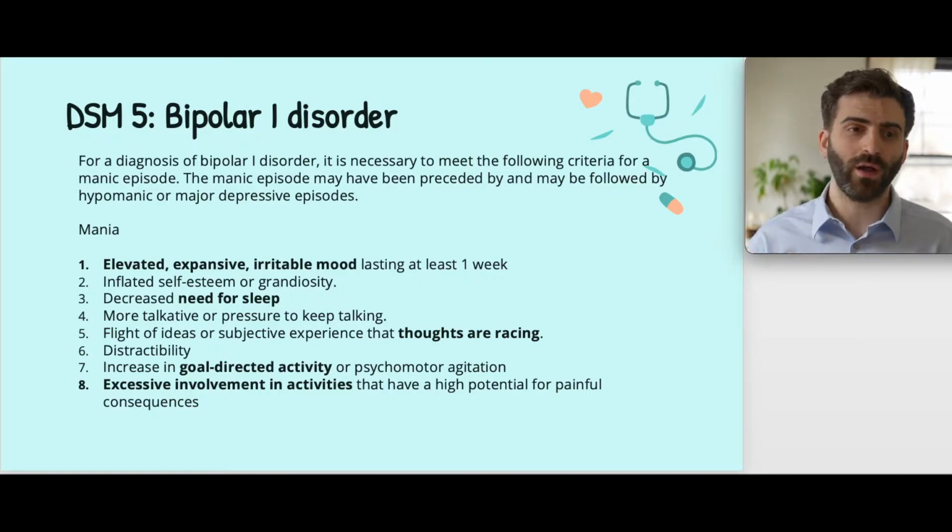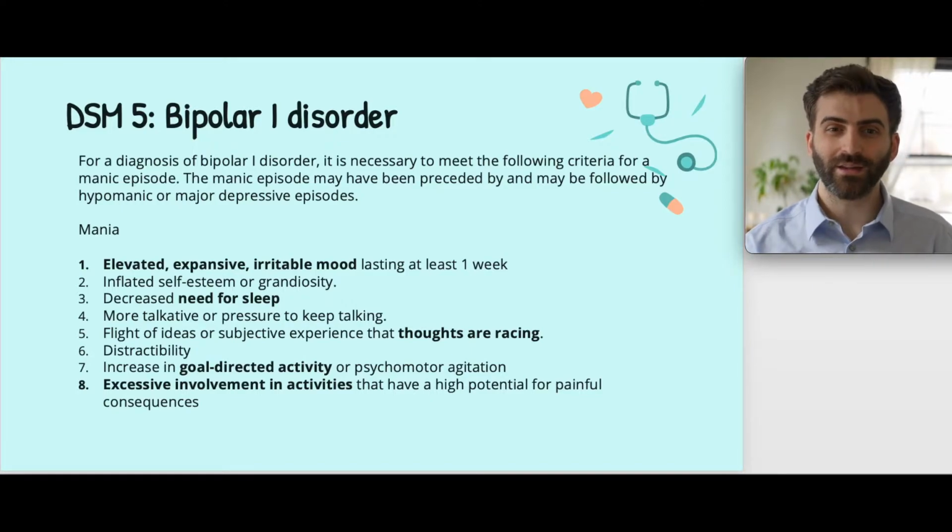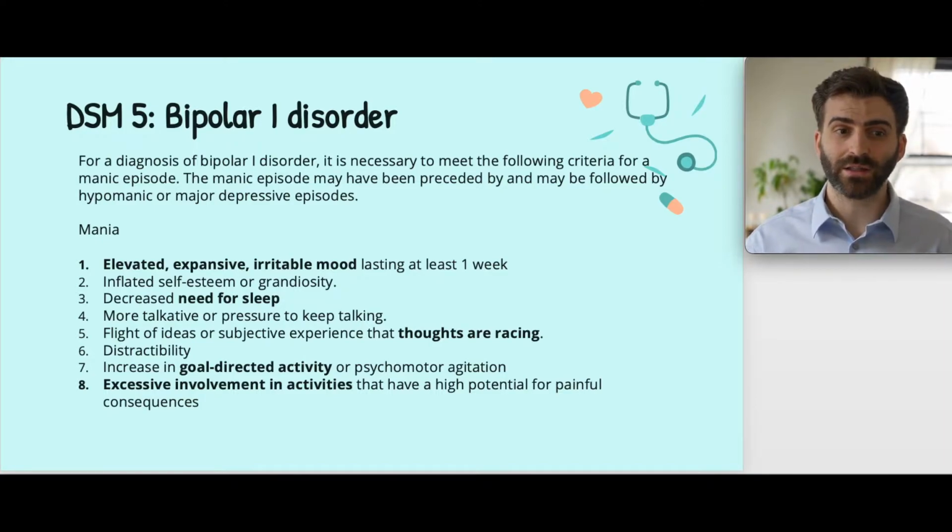After criterion 1, some other symptoms have to be met as well. I highlighted a few of them, including decreased need for sleep. The phrasing and the terminology here is important because it's not just that the patient can't sleep, that could just be insomnia, but that they aren't sleeping and they don't feel tired afterwards. Next could be racing thoughts, flight of ideas, talkativeness, pressured speech. Next is increased goal-directed activity.